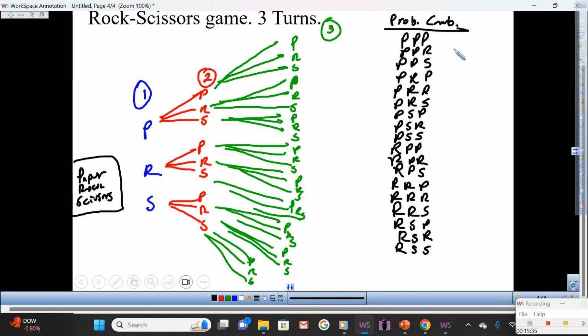And the last ones, scissors, paper, paper. Scissors, paper, rock. Scissors, paper, scissors. Scissors, rock, paper. Scissors, rock, rock. Scissors, rock, scissors. Scissors, scissors, paper. Scissors, scissors, rock. Scissors, scissors, scissors.